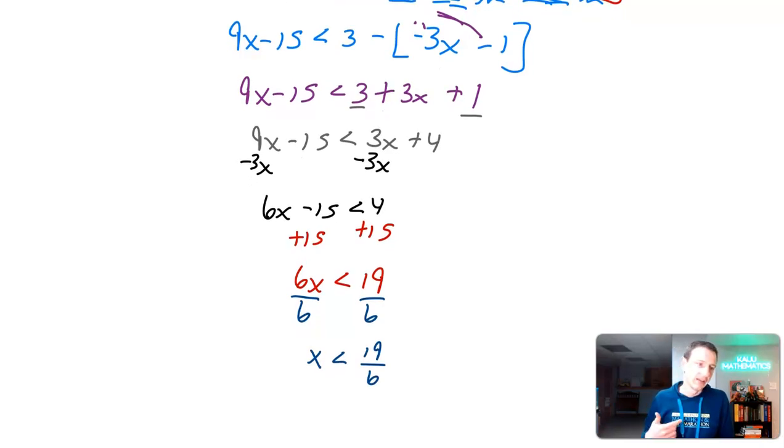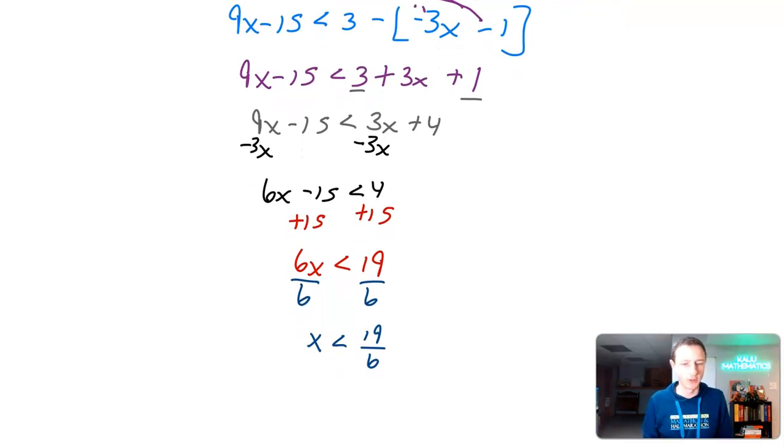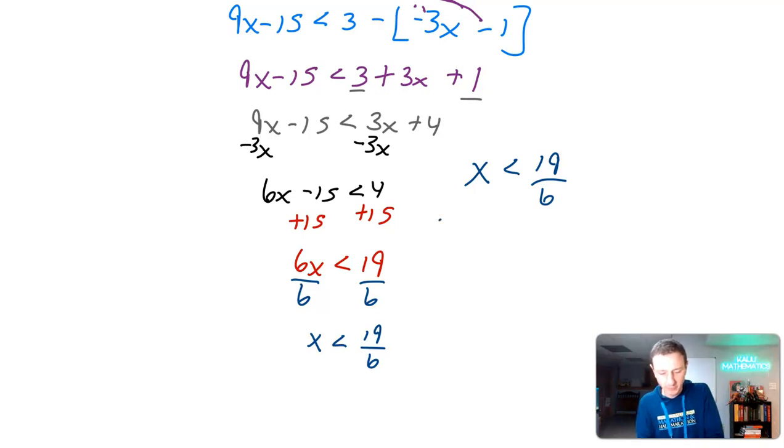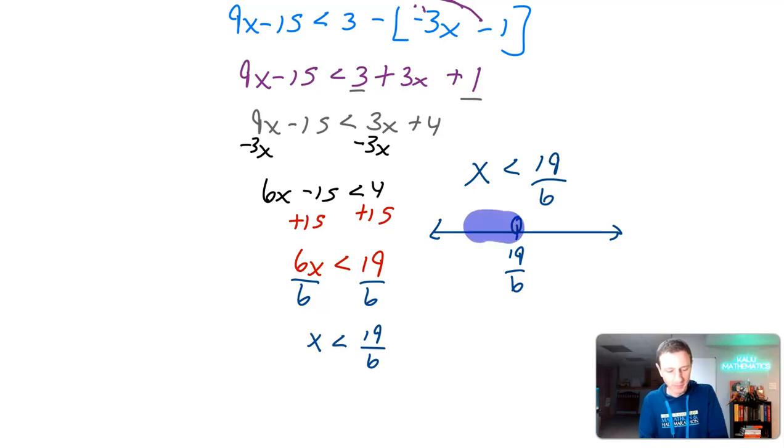What that's saying is that all the x values are less than 19 over 6. So we could say x is less than 19 over 6, strictly less than that, or we could write this in interval notation. If you want to graph this, you can. If we're looking at 19 over 6, that would be here, and I want every single x value that is less than 19 over 6. I don't want to include 19 over 6 because the inequality says strictly less than. So there's our graph.